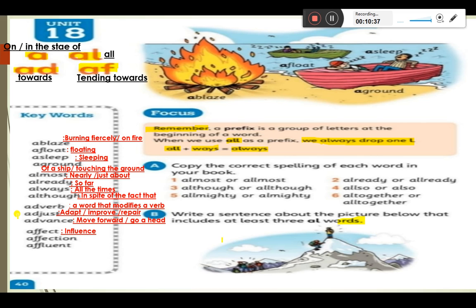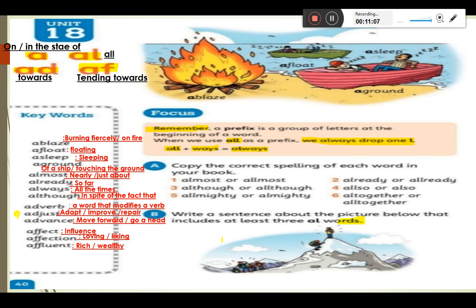The next one is the word affection, and the word affection here has a different meaning. Affection means to love something, to be fond of something. So affection means loving or liking. The next one is the word affluent. What do you mean by the word affluent? Yes, so easy. Very good. It means rich or wealthy.